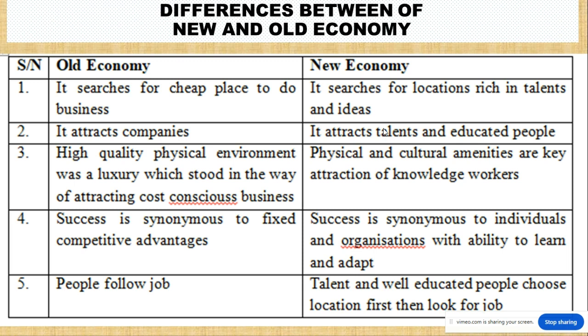Then number 4, success is synonymous with fixed competitive advantage, while in the new one, it is tantamount or synonymous with individuals and organizations. And the last one, people follow jobs, but here talented and well-educated people choose a location first, then look for the job. Of course, these are the differences between the old economy and the new economy.